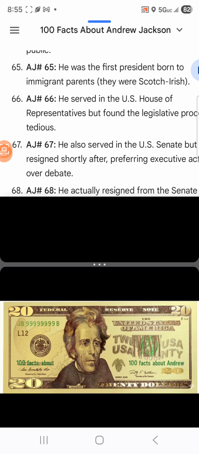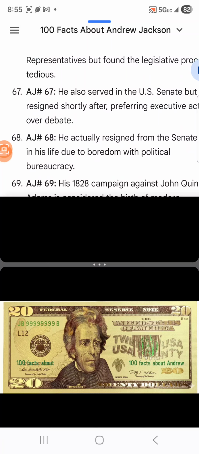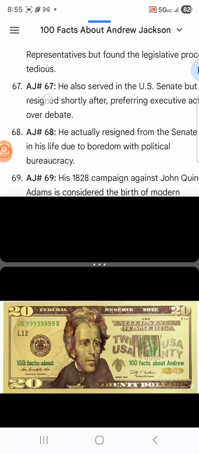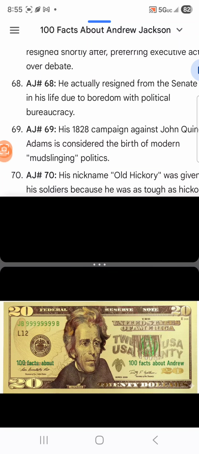66. A.J. number 66. He served in the U.S. House of Representatives but found the legislative process tedious. 67. Another thing that he would have in common with fellow Democrats. A.J. number 67. He also served in the U.S. Senate, but resigned shortly after, preferring executive action over debate. 68. A.J. number 68. He actually resigned from the Senate twice in his life due to boredom with political bureaucracy.